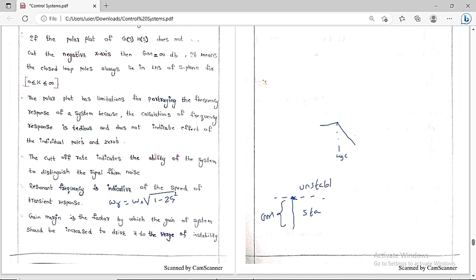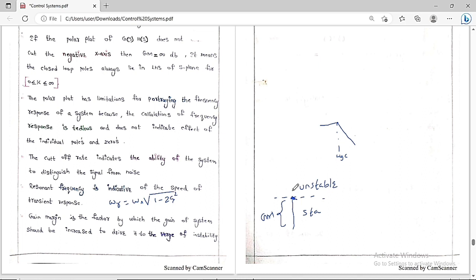So if the gain margin is positive, the system is said to be stable. If you increase the gain of the system by this much amount of gain margin, then definitely we are making the system become unstable. If you are increasing by this much factor, then it is on the verge of instability. So gain margin is the factor by which the gain of the system should be increased in order to drive it to the verge of instability.